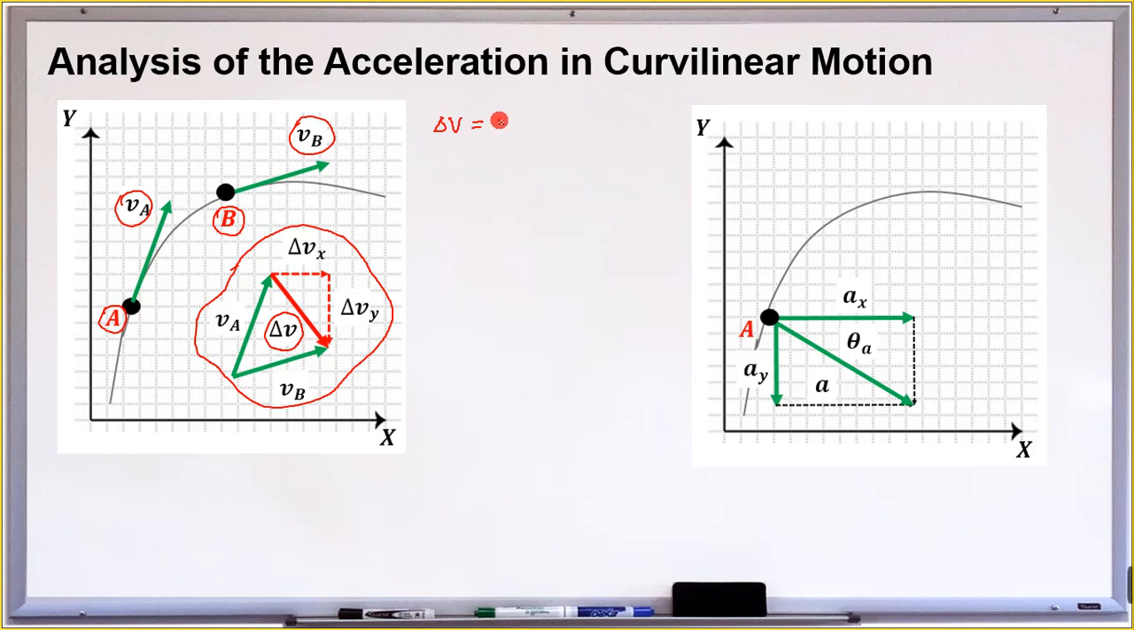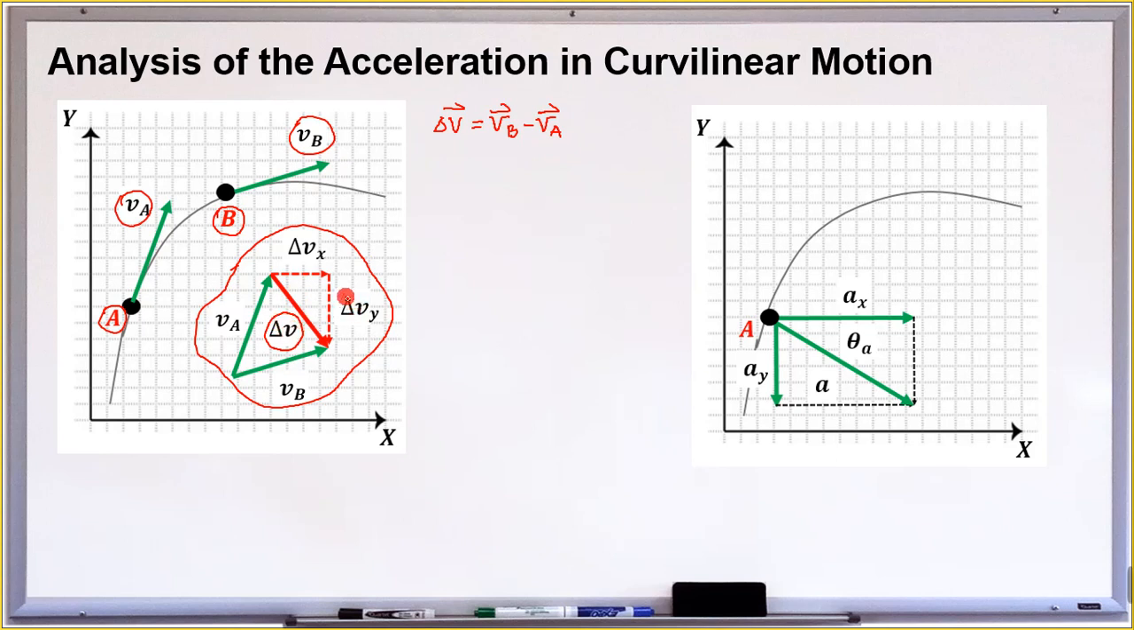The difference, not the sum, sorry. So that is vector B minus vector A, or that is the final velocity minus initial velocity. And don't forget to write this one, so it symbolizes a vector. So having this delta V, this is the resultant velocity, no? So we can also resolve this one.